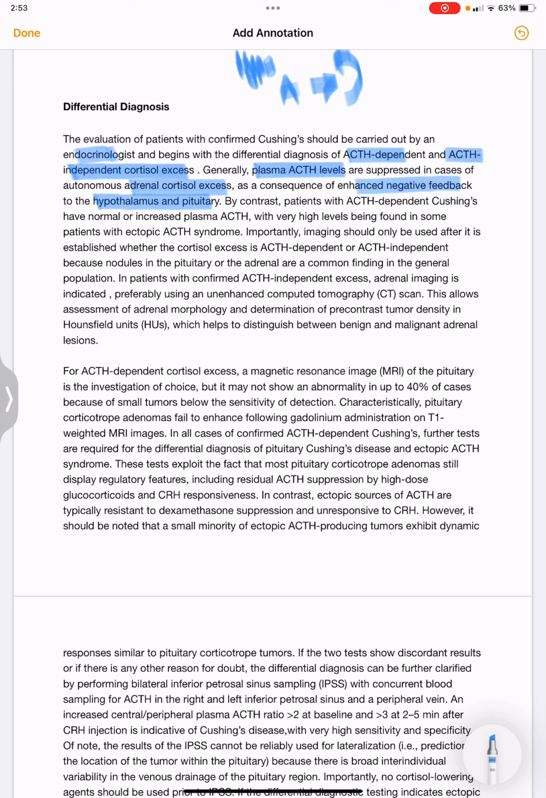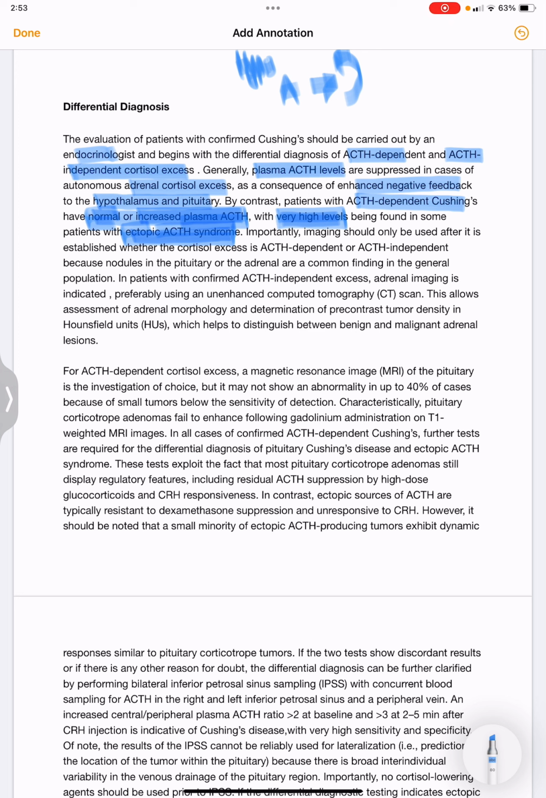By contrast, patients who have ACTH dependent Cushing's syndrome have normal or increased plasma ACTH, with very high levels being found in some patients with ectopic ACTH syndrome. So patients with ACTH dependent Cushing's have normal or increased plasma ACTH, with very high levels found in some patients with ectopic ACTH syndrome.